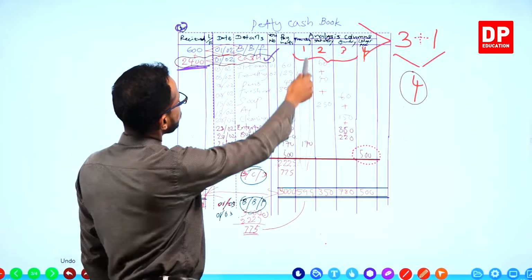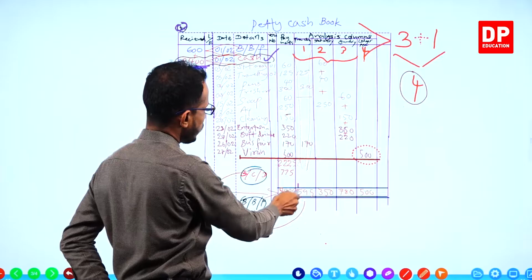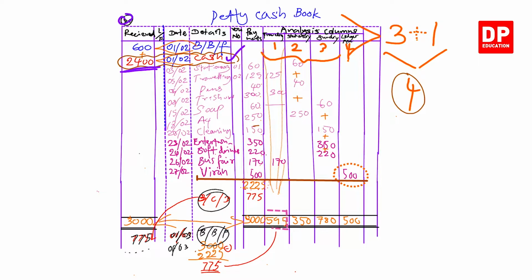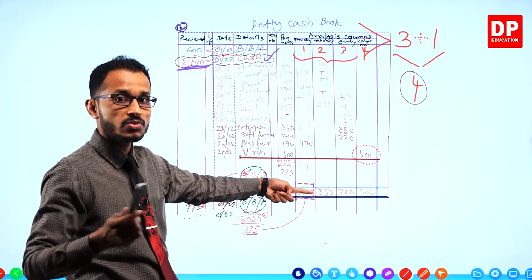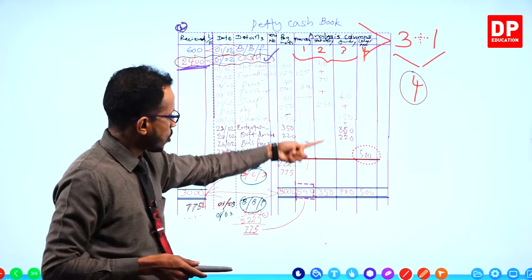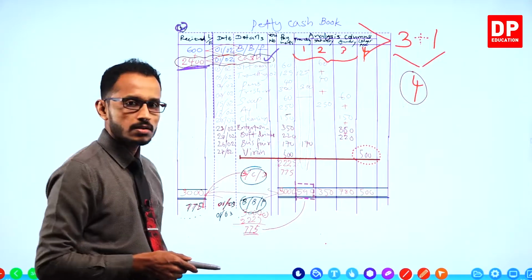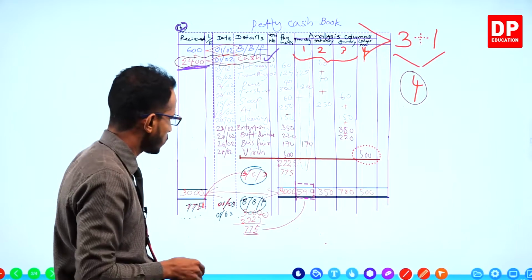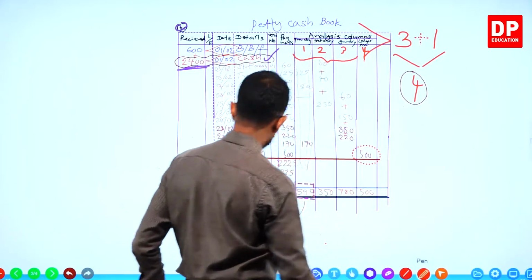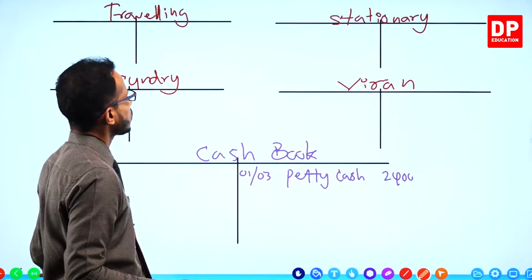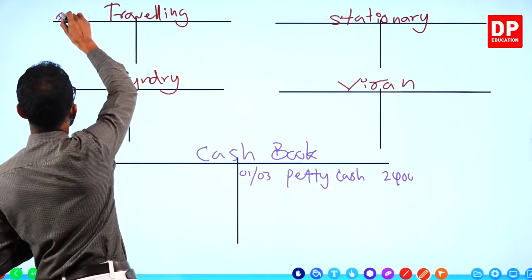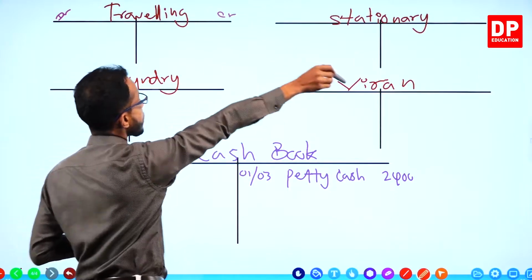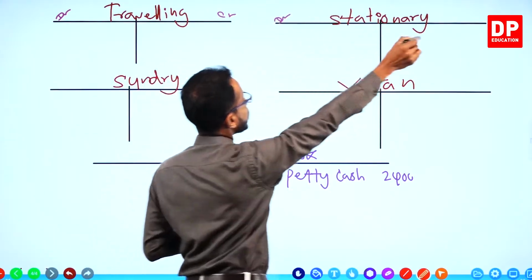So traveling column total is 595. Let's record it in the ledger account called traveling. Stationery account total 350. Let's record it in the stationery account. All right. Traveling 595. Which side? Debit or credit?